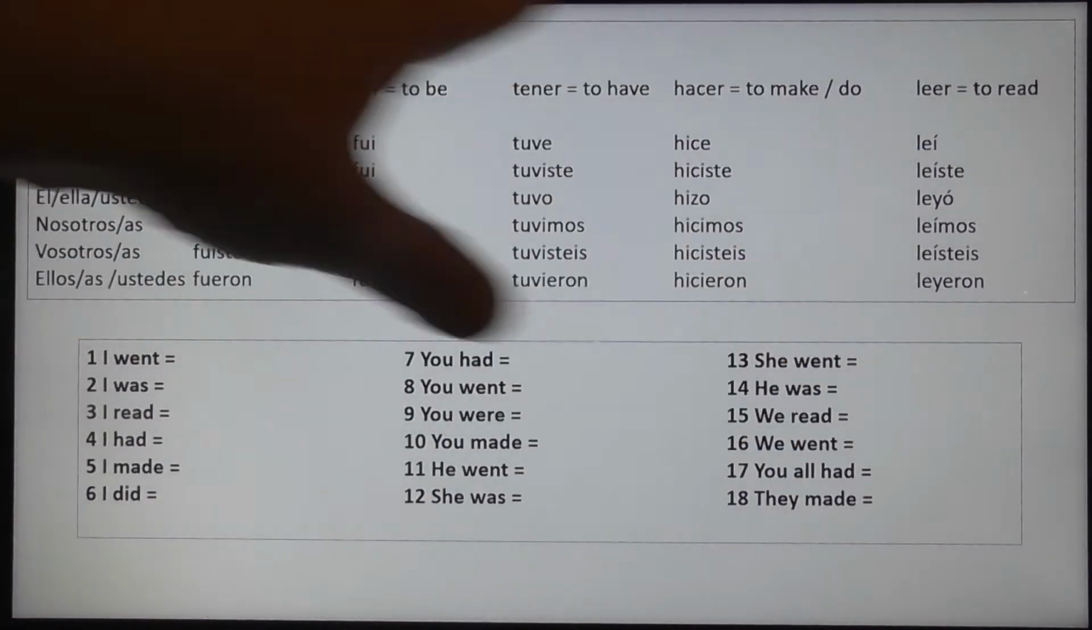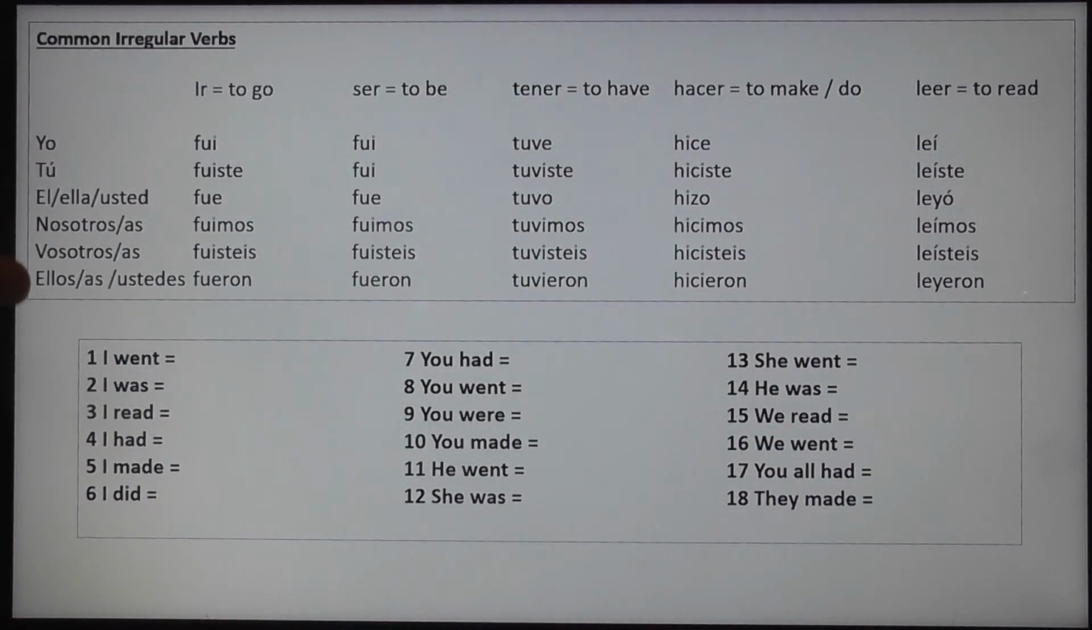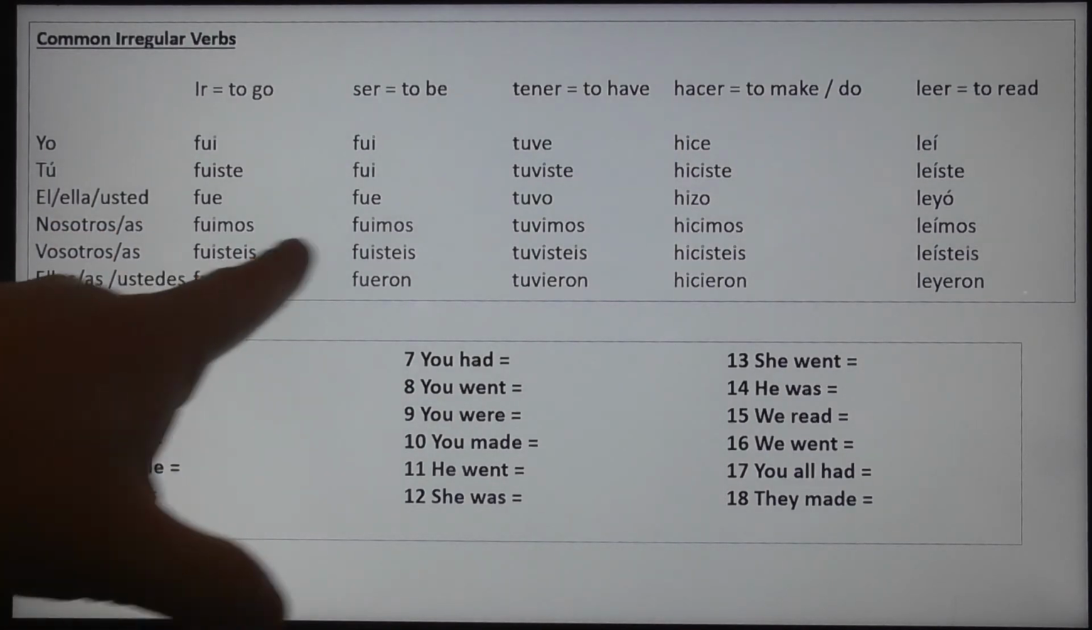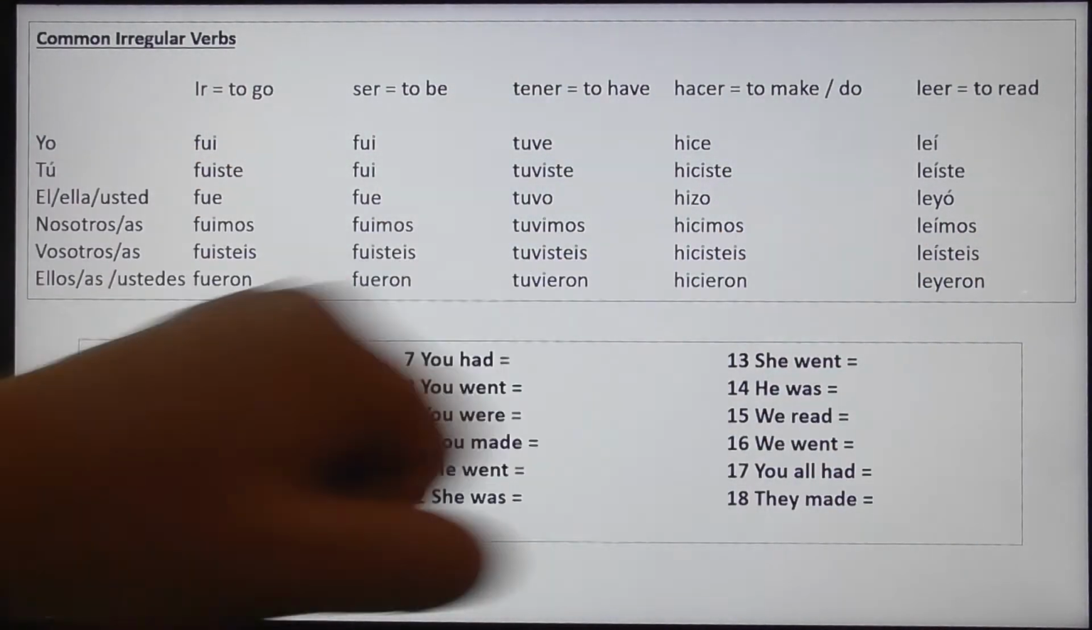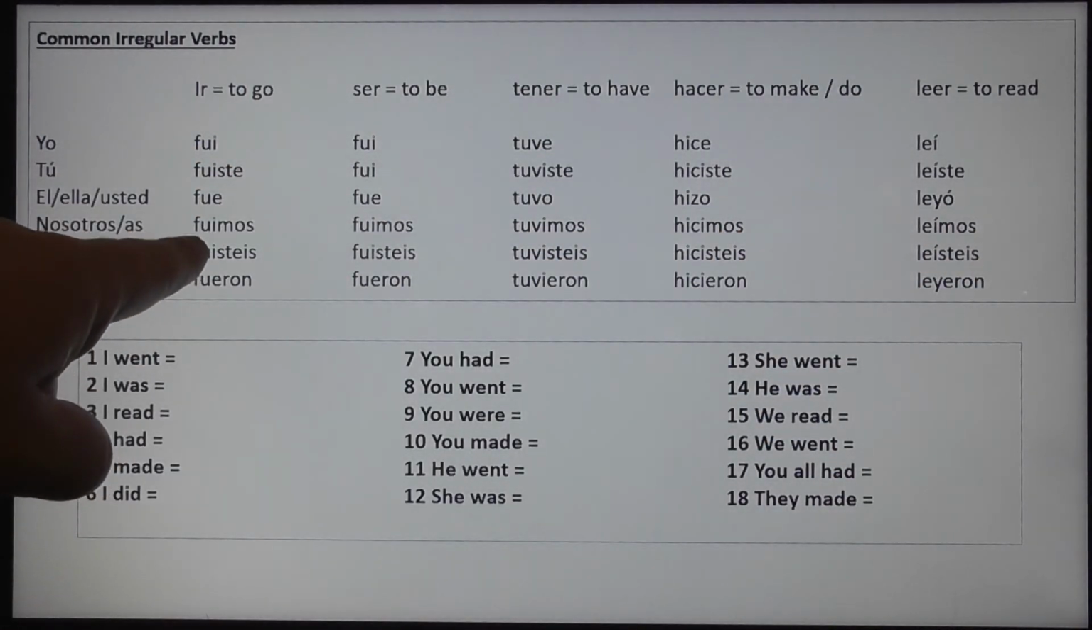Okay, it's the same process here, with your pronouns followed by the conjugations. You will notice patterns forming. For example, we've still got imos, imos, imos, imos, imos. It's just the beginning of the verb that is different.